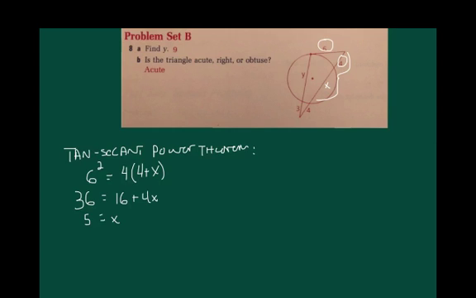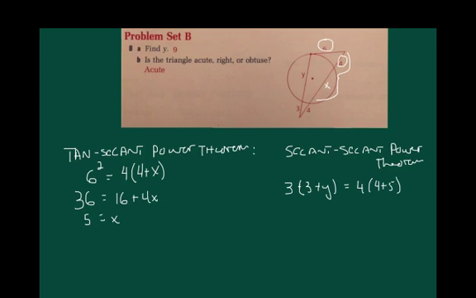Now we can use the secant-secant power theorem to solve for y. And that tells us the external part of the secant times the whole thing, which will be 3 plus y, equals the external part times the whole thing, which we've now learned to be 4 plus 5. So we solve this for y. And when we solve, we get y equals 9, which is exactly what the correct answer is. But let's see how you might have done that wrong.